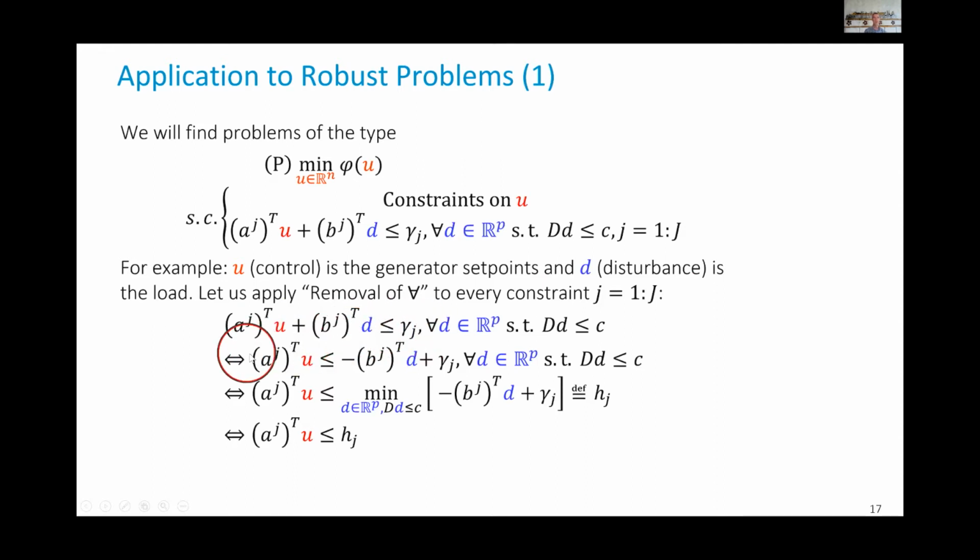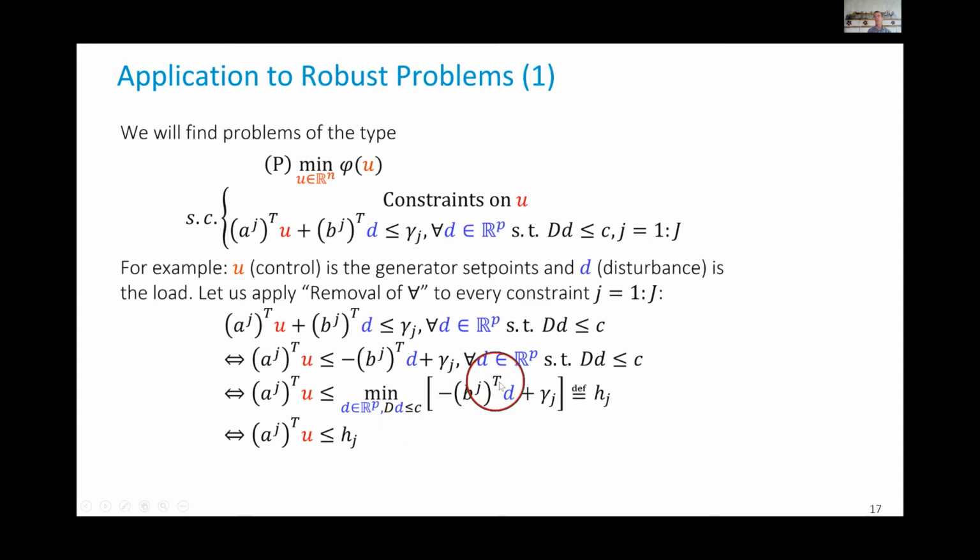Then it's the same as saying that I put all the u on one side and all the d on the other. It means the left-hand side is less than the value of the right-hand side for all d, which, as we've discussed, is the same as saying it's less than the minimum, which is the worst case here. So we have to solve an optimization problem, find the minimum of this quantity subject to those constraints.